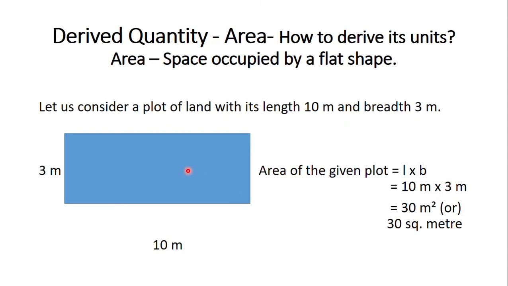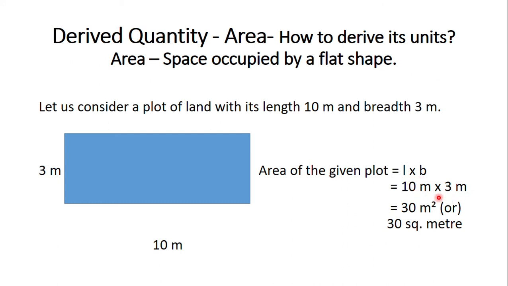Now let us consider an example of a rectangular plot of length 10 meter and breadth 3 meter. So now let us learn how to derive the unit of the derived quantity area. So we know this is a rectangle and we know area is the space occupied by this flat surface. So 10 meter into 3 meter will give you the area of this rectangular land. So the area of the given plot, which you have already learned, is L into B, that is length into breadth. So length is 10 meter into breadth 3 meter.